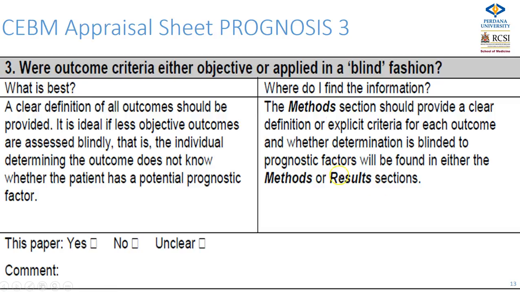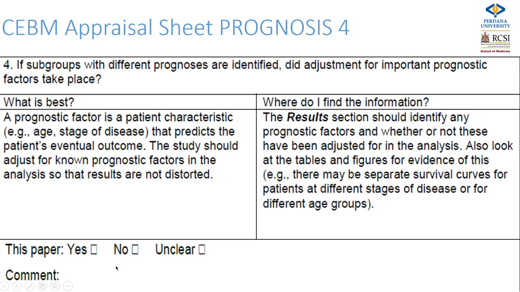And this may also be included in the results section. Again, click yes, no, or unclear if you're not sure. Now, if there is a large population or cohort study, if there were subgroups of different prognosis identified, was there adjustment for important prognostic factors?